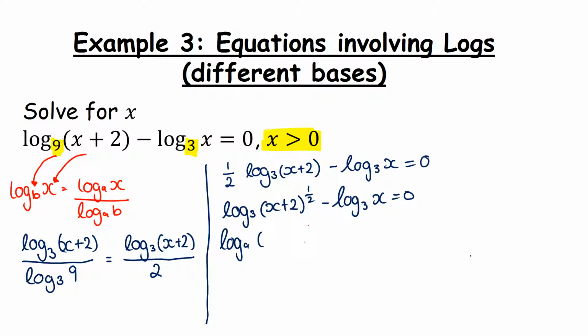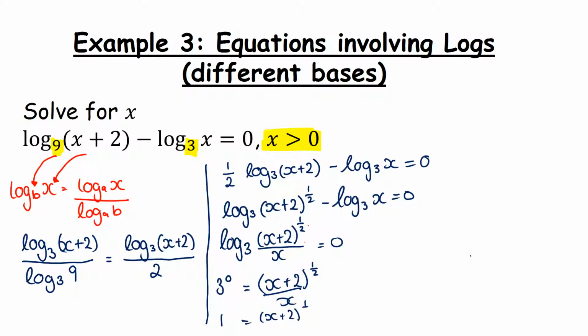Log to base a of x plus 2 to the power of a half all over x, and that should equal 0. Now at this point we want to convert, apologies, I put an a in here, now that should be 3. So at this point now we want to convert this log to an indice so we can finish it. So what we get is 3 to the power of 0 is equal to x plus 2 to the power of a half over x. Now at this point you do need to remember that anything to the power of 0 is 1. So we get 1 equals x plus 2 to the power of a half all over x.